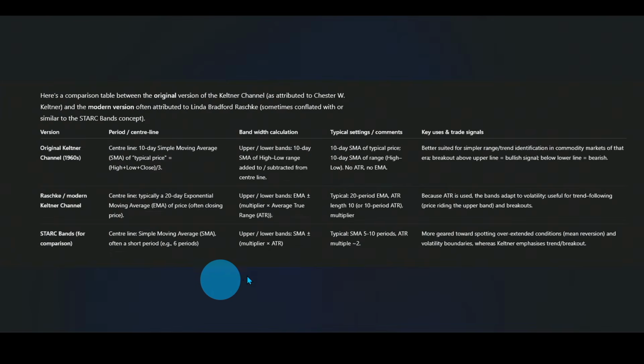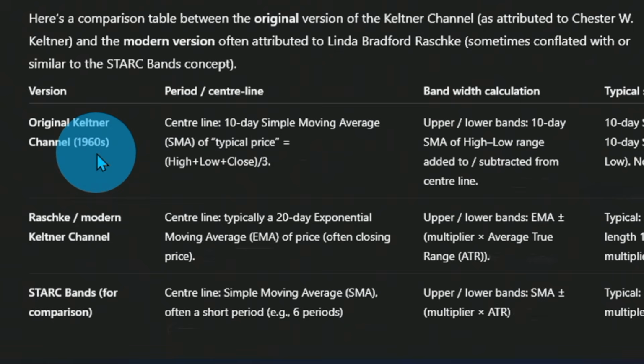Here is a comparison between these versions. So the original version back in the 60s was developed with the moving average of the typical price. Typical price is the high plus low plus close divided by 3. So this is the middle line. And then the upper and lower bands are the 10-day moving average of the range of the price.